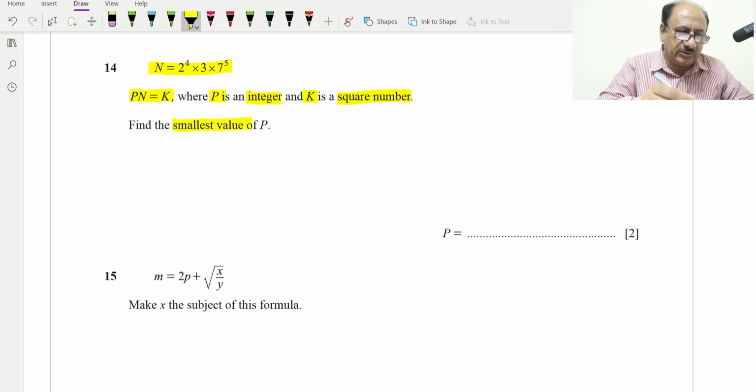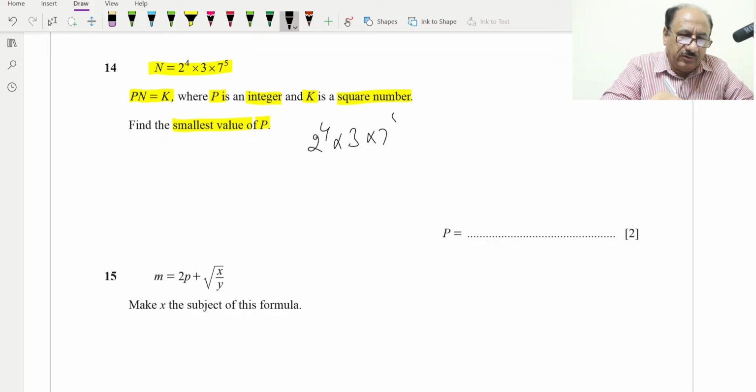Find the smallest value of p. So the smallest value of p is required. Now if we check 2 raised to the power 4 into 3 into 7 raised to the power 5, this is our n value, and if we multiply this with some number, this is basically not a square number. If we multiply this with a calculator, you will come to know that this is not a square number.